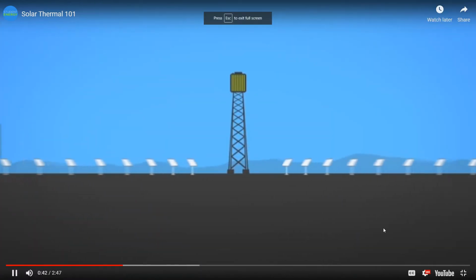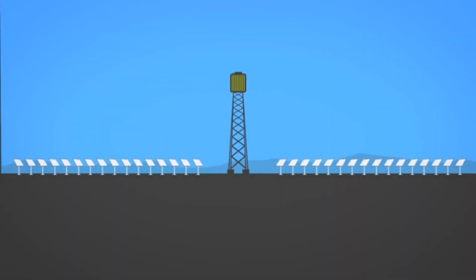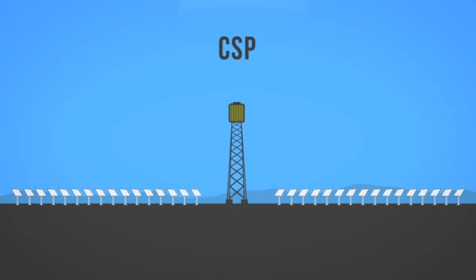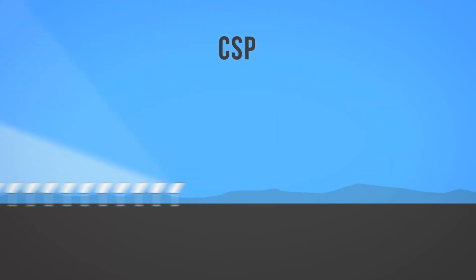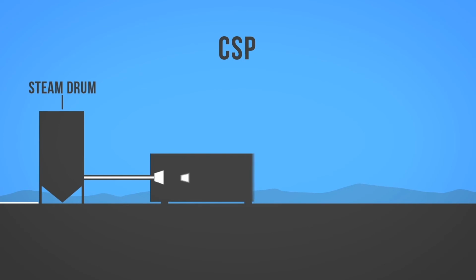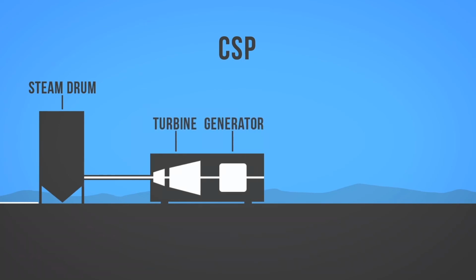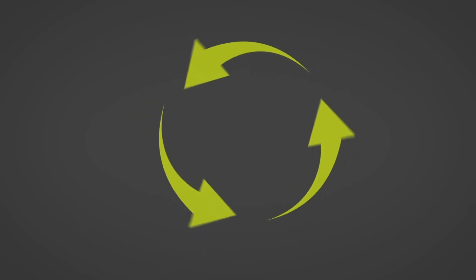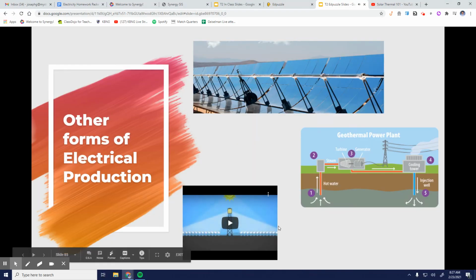For electricity production, high-temperature solar thermal systems called concentrated solar power, or CSP, use mirrors to concentrate solar energy on a central collector. This produces temperatures high enough to generate steam, which then turns a turbine, driving a generator to produce electricity. CSPs are primarily found in desert locations where space and sunlight are abundant. One advantage of solar thermal energy production is that it is clean and renewable.